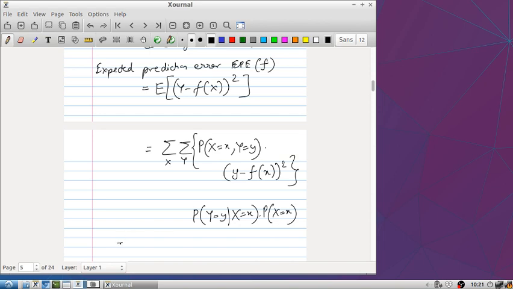If this is true, then I can write summation over x, p of x is equal to x, because that's the only thing depending on x. Then summation over y, p of y is equal to y given x is equal to x, times basically the same, y minus f of x, squared. Basically, I pulled this term out because it doesn't depend on y, so I pull it to the left.